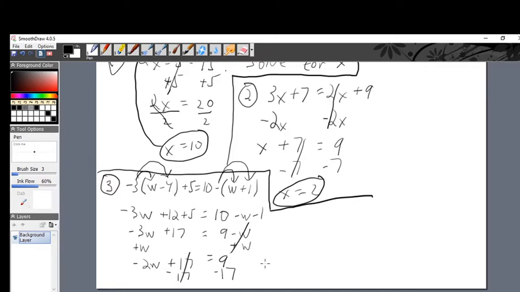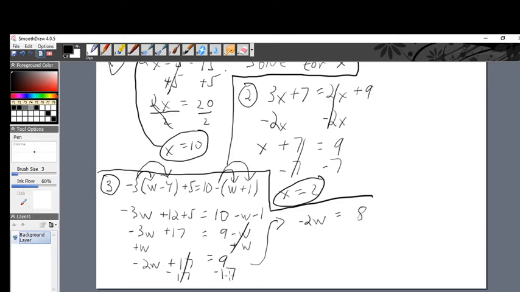This is gone. I need more room, so I'm going up over here on the right hand side. Minus 17 on both sides. The plus 17 and this minus 17 is gone. What's left on the left hand side? Minus 2w, right? That's all that's left on the left hand side is minus 2w. And what is 9 and negative 17? 17 minus 9 is 8.